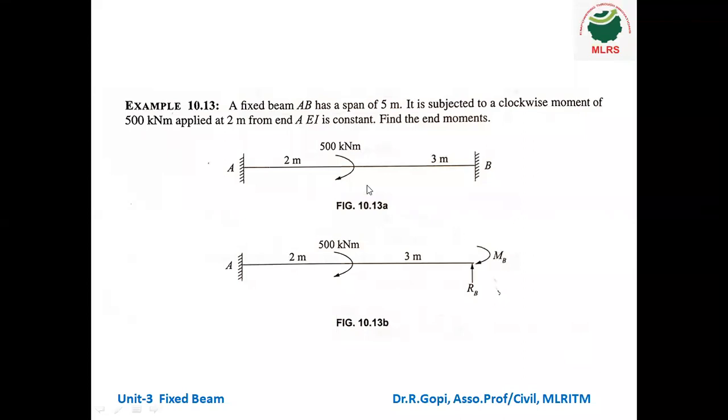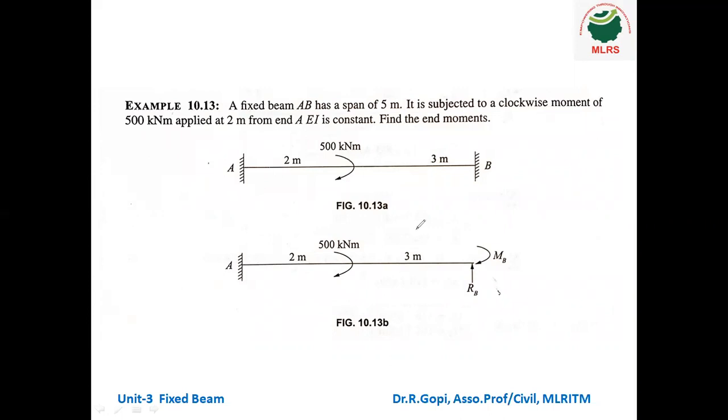So this is the next problem. A fixed beam of 5 meter length. Shot 2 meter from the left end A, a uniform moment. That means a clockwise moment is acting. So what is the intensity? 500 kilonewton meter.